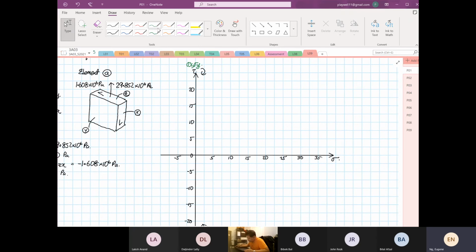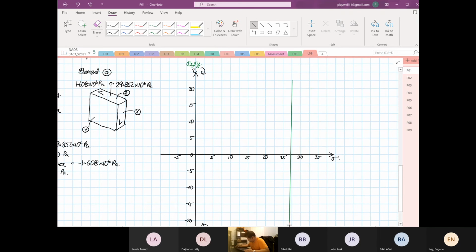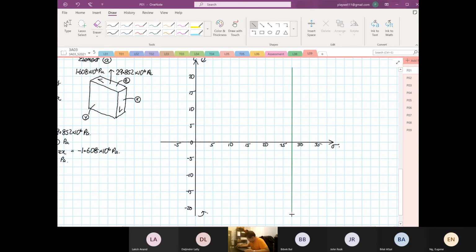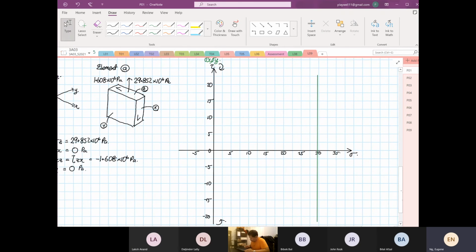I'm just going to eyeball this. Okay. So this is approximately where your 29 is, right? Then from here, you know that the shear is so small, 1.608. Okay, so the shear is very small. I know we wrote negative shear over here, but it all depends on the rotation of the element, which I will explain later on what I mean by that. So this is your shear.